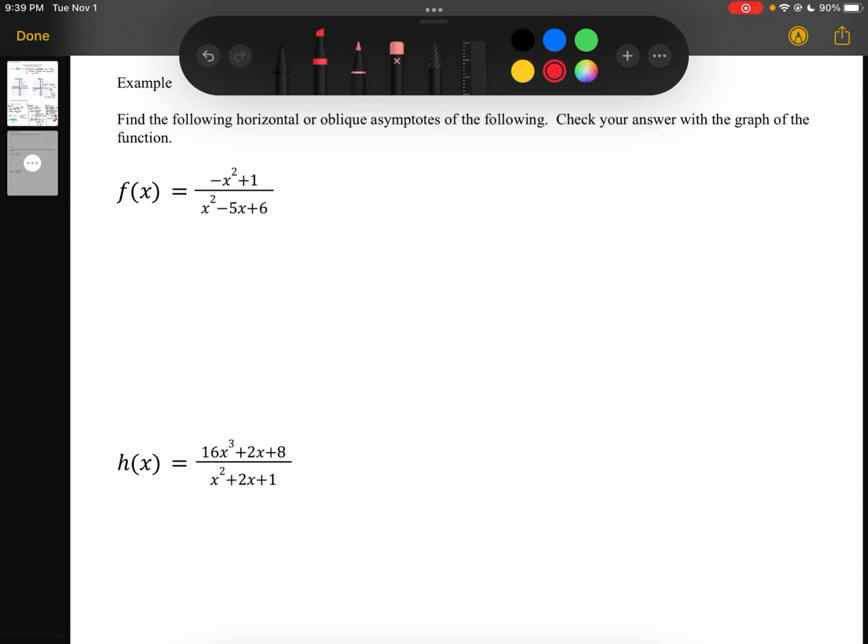Taking a look on the back here, a couple examples to help us practice. A good first step, we're going to want to determine the degrees for the top and the bottom. So the degree for the top here, x squared, is 2.